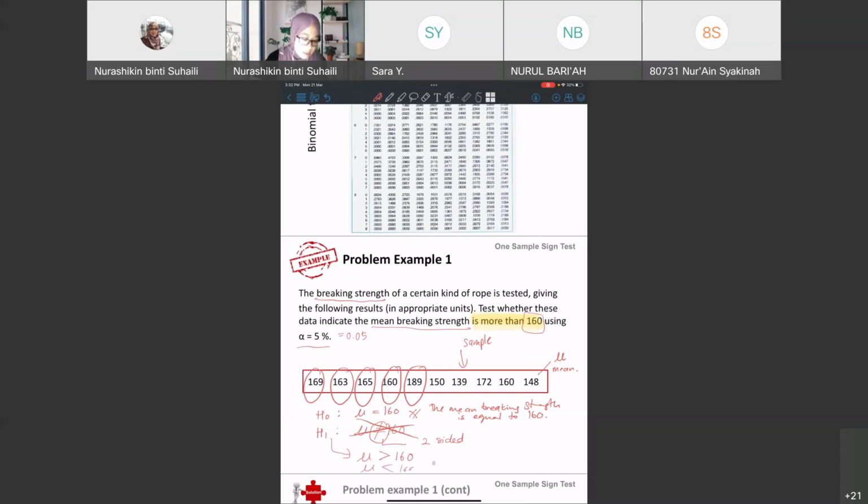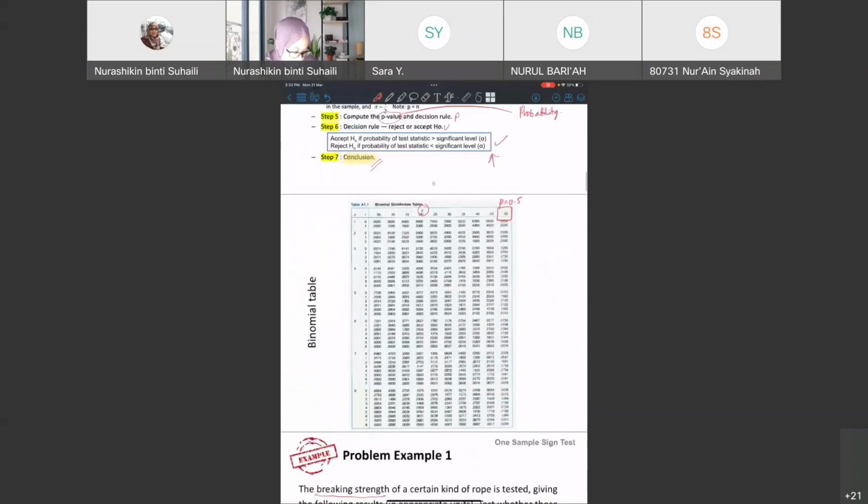Okay, so it depends on the question. So you have to read the question carefully. Okay, so that is the alternative and null hypothesis. You can also put it in words. The mean breaking strength is more than 160 for the alternative hypothesis. So that is step 1.